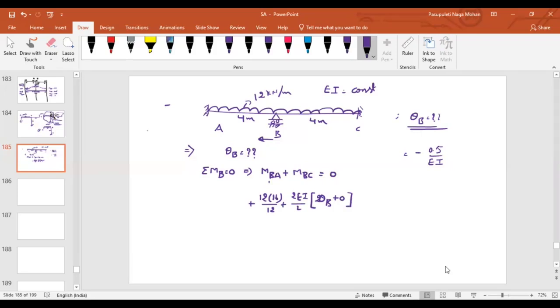Similarly at BC, there will be anticlockwise, so minus WL square by 12, that is 16 by 12, plus 2EI by length 4, times 2 theta B plus theta C. What about theta C? Again, it is a fixed support, 0. There is no sinking of support, that will be equal to 0. This gets cancelled and this gets cancelled. And if you are solving this, how much are you getting?